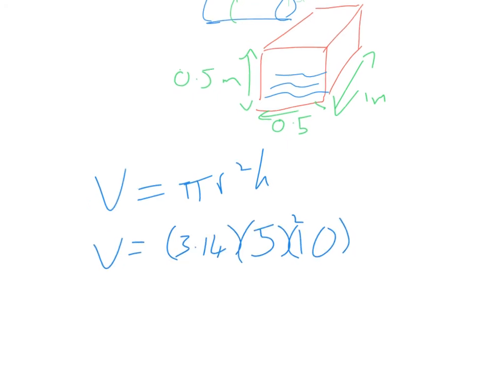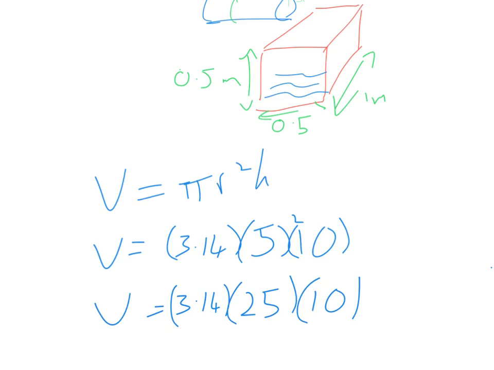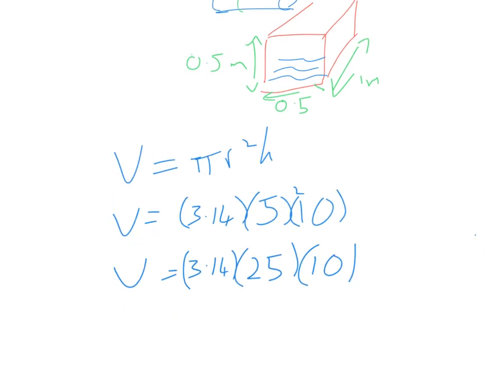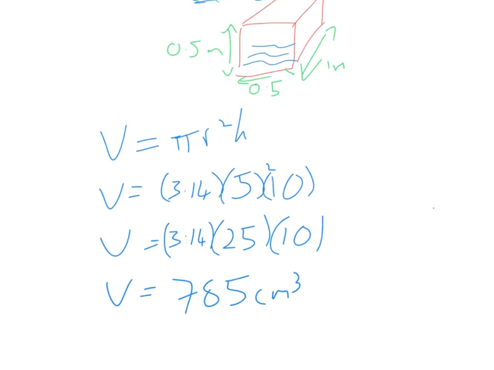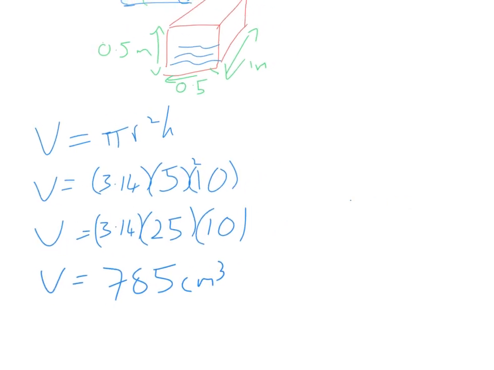BIDMAS tells us we should do our indices first, so that's going to be 5 squared is 25. And BIDMAS tells us we should do our multiplication next. So this gives us a total volume of 785 centimeters cubed. Now that's the amount of volume that flows out of that pipe per second.